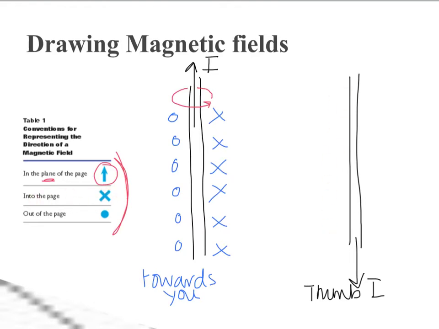So into the page we draw some X's, and then they will curl around and come out of the page on this side here. So we will draw corresponding circles to go with our X's. That's the simplest way we can draw magnetic fields, and we will get the chance to practice this in class.